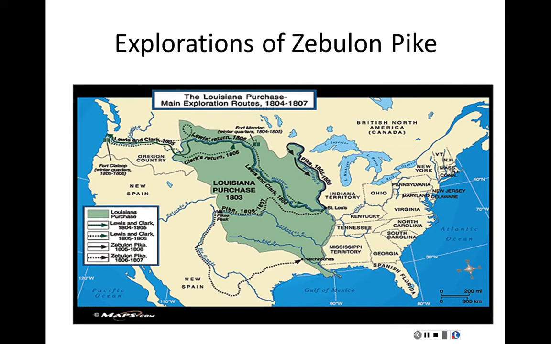So there you can see Pike's journey and back out. This was really important for the United States in claiming that new land picked up from the French, but also in sort of keeping the British at bay in Canada.